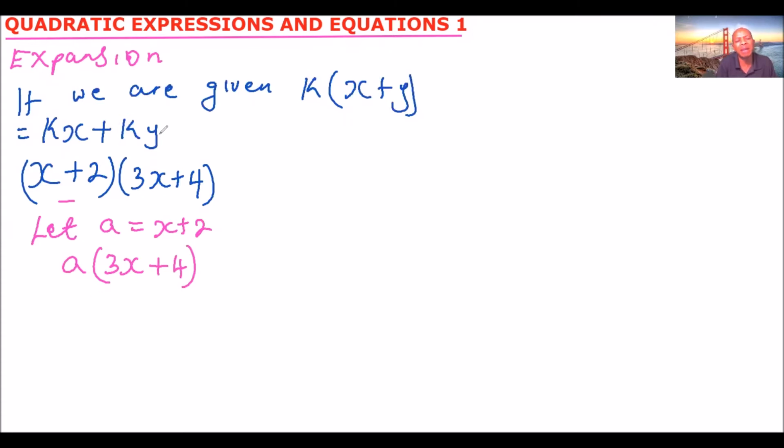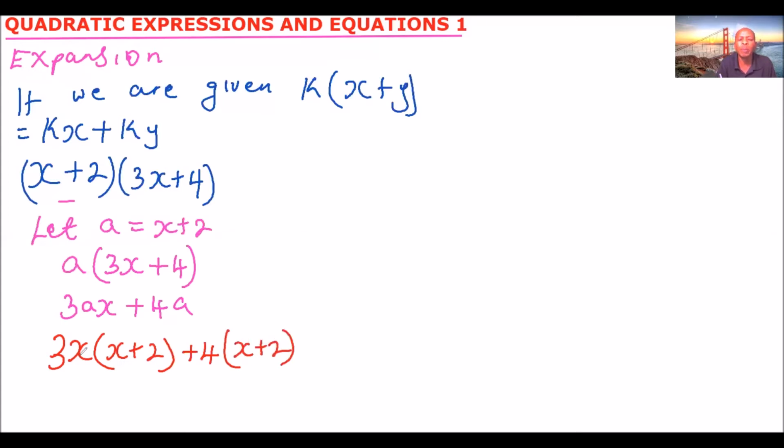So just like we have expanded here, we can open the bracket here and say this is 3ax, then we have plus 4a. But remember, we had assigned our a is equal to x + 2. So instead of a, we replace our a with x + 2, and we have plus 4, we replace our a with x + 2. So we open the bracket.